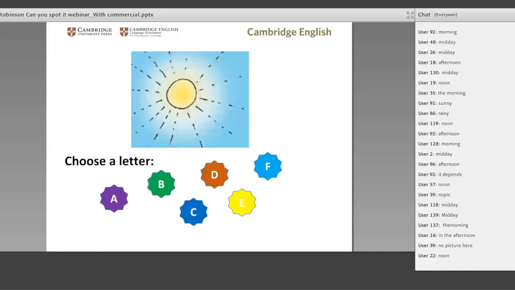Now in the picture, which part do you think it'll be in? Will it be at the top, the bottom, in the middle? Where do you think it would be? Okay, so yes, it's a sun, and if it's going to be a morning sun, it's probably going to be quite high up, and it'll be near the top of the picture.